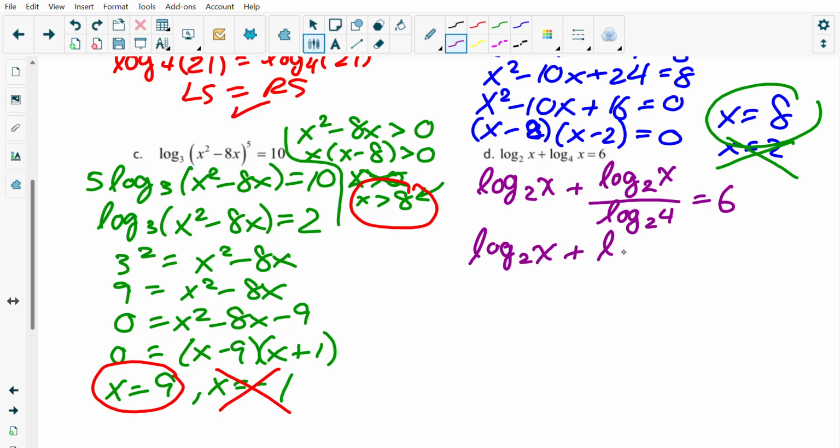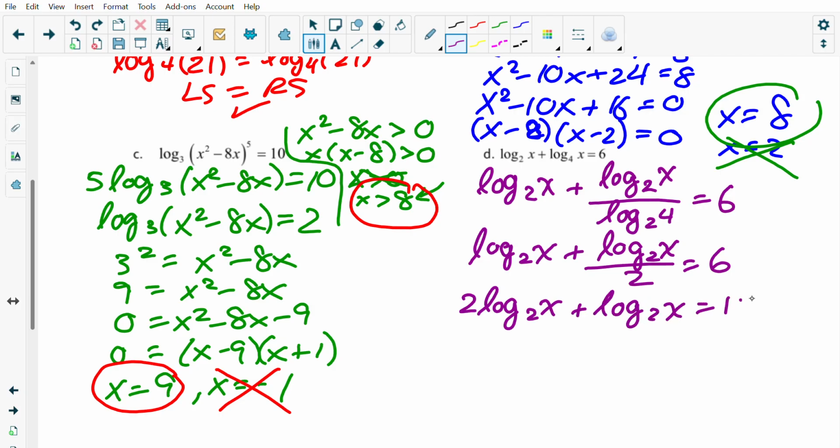Actually, let's simplify. Log base 2 of 4, that is just 2. So that's divided by 2 equals 6. Let me multiply both sides by 2. So I have 2 log base 2 of x plus log base 2 of x equals 12. I'm going to apply the power law in reverse here. So that's log base 2 of x squared plus log base 2 of x equals 12. Don't be tempted. You see this plus sign? Don't be tempted to say that's 3 log base 2 of x. No, that's not a log law.